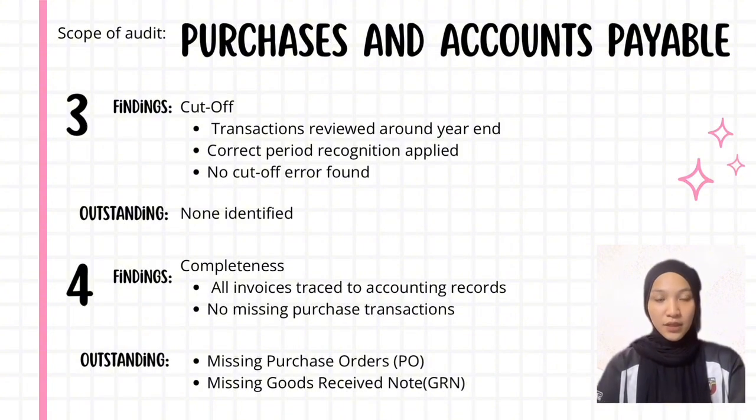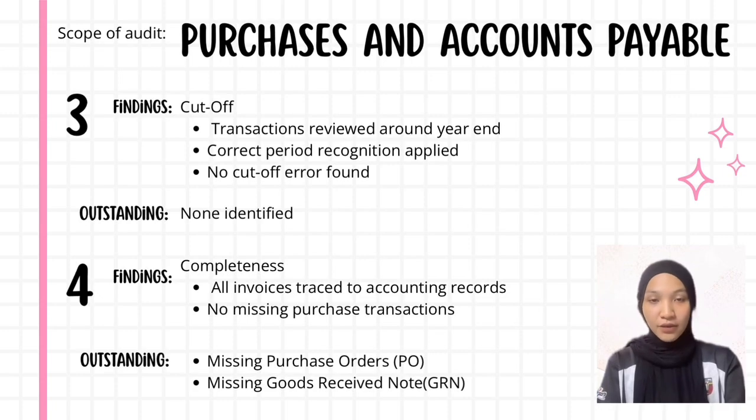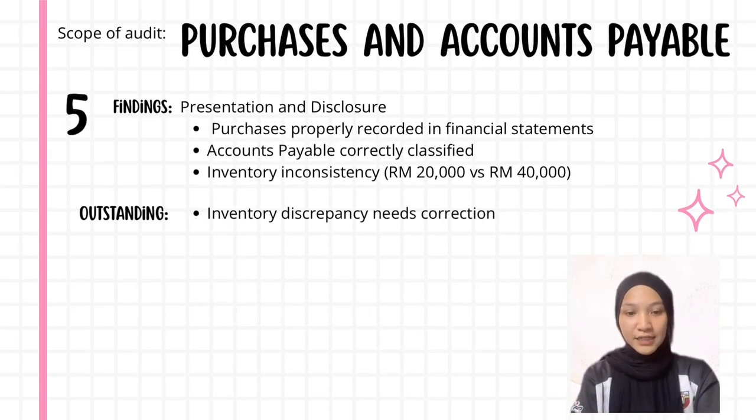The fourth one is completeness. For completeness, all supply invoices were traced to the accounting records and no missing transactions were found. However, we noted that purchase orders and goods received notes were not available for some transactions, indicating weak documentation control. The last one is presentation and disclosure. For presentation and disclosure, purchases and accounts payable were properly classified in the financial statements. However, an inconsistency in the inventory balance was identified and requires further investigation and correction.